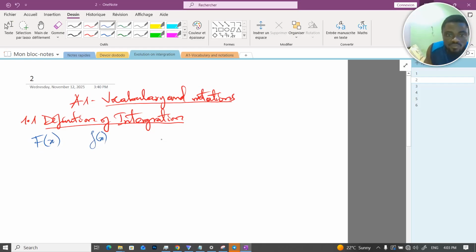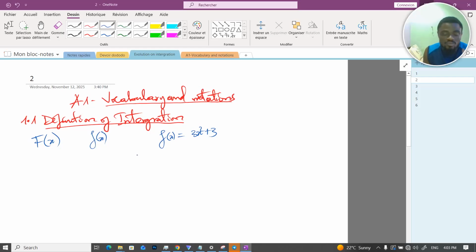So generally, if you are given, for example, a function, let's say f of x equals 3x squared plus 3, and you are asked to find the integral of this function, basically what they are asking you to find is a function capital F of x that was derived to obtain this small f of x. That's basically what they are asking you to do.